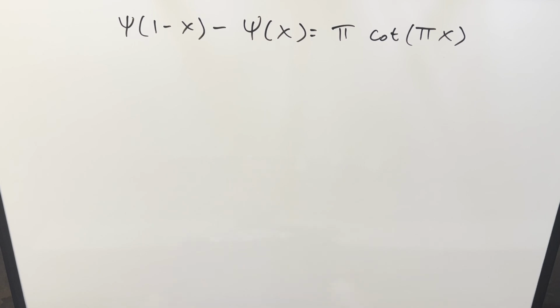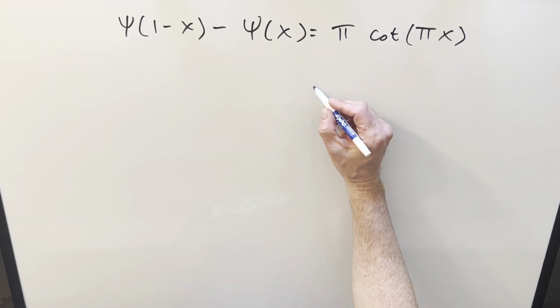Okay, we have here the digamma reflection formula on the board. We've got digamma of 1 minus x minus digamma of x is equal to pi cotangent pi x. And I want to derive this formula. What I'm going to do is start with Euler's reflection formula with the gamma function.